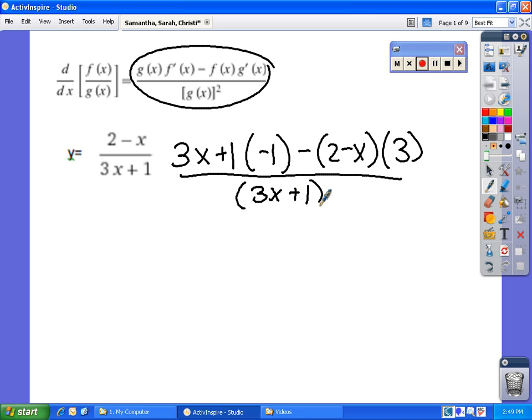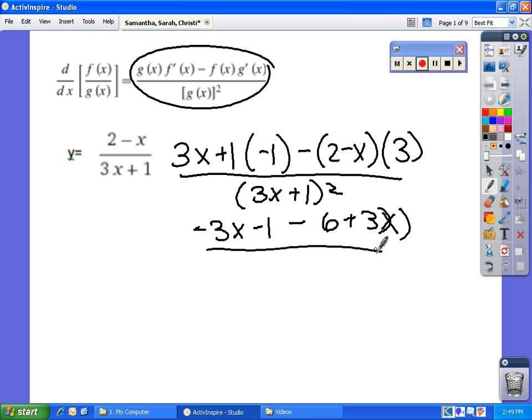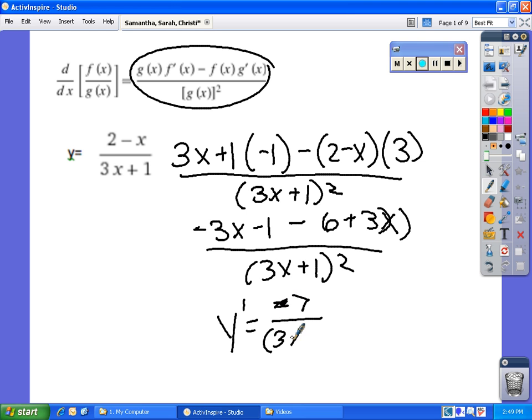3x plus 1 squared. Alright, so now I'm going to simplify this one a little bit for you. Okay, so negative 3x minus 1 minus 6 plus 3x, all over 3x plus 1 squared. Okay, so now you can simplify it even further. The final derivative, y prime, is negative 7 over 3x plus 1 squared.